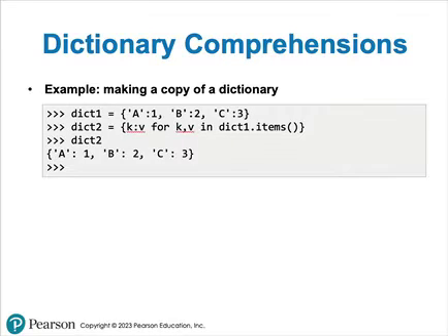Here they're showing us how to make a copy of a dictionary. So basically for every key value pair in Dictionary 1 that we get with the items method, we store it in Dictionary 2, and you'll see that when we say Dictionary 2, which is just going to show you the contents of that variable, it is in fact an exact copy of Dictionary 1.